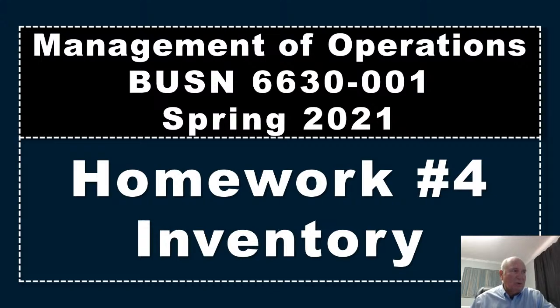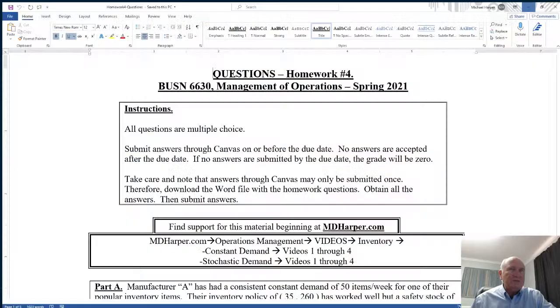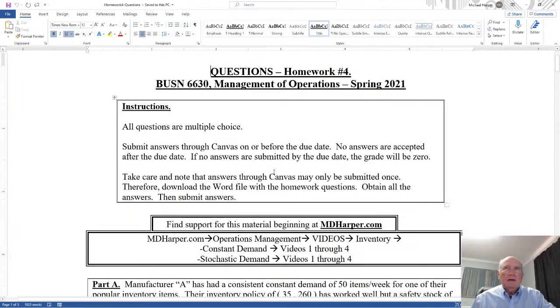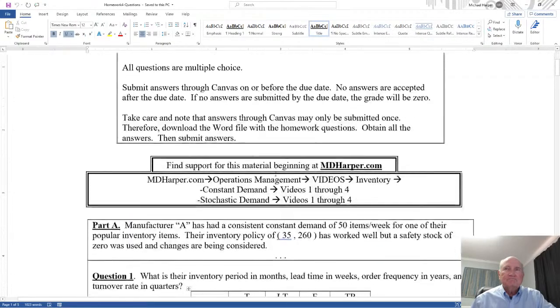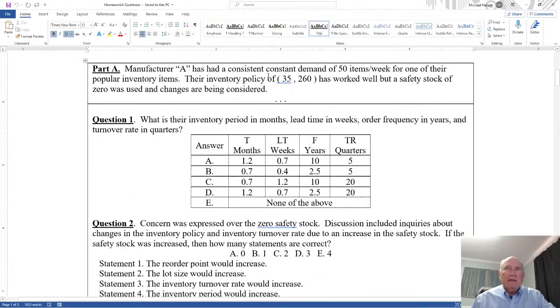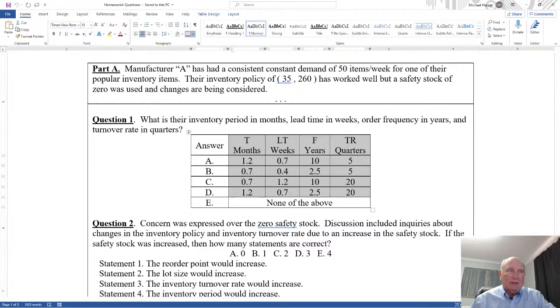So let's bring up the homework. Now the homework questions here, I start with just constant demand, consistent constant demand of 50 items a week. And I just ask for conversion for the inventory period, lead time, order frequency, and turnover rate. And so it's just a given the inventory policy.